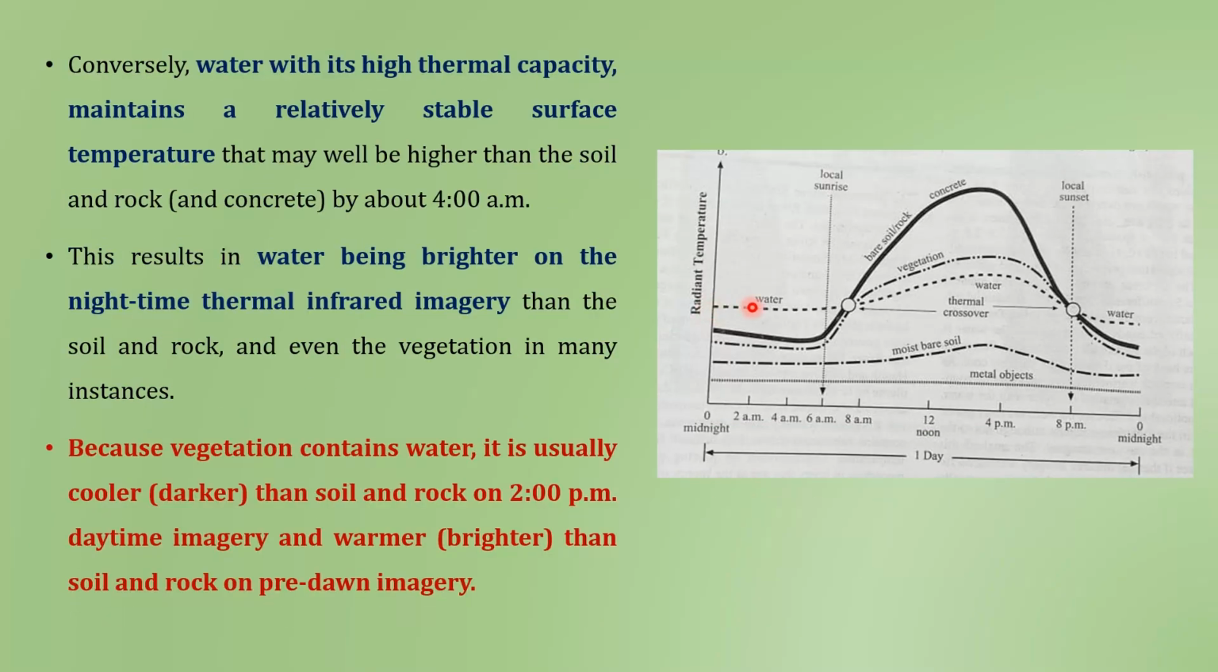As water maintains a relatively stable surface temperature throughout 24 hours, in the daytime imagery it will be colder, or will appear darker, in comparison to the bare soil, rock, concrete, or vegetation. But in the nighttime imagery, water will appear brighter in comparison to other features. As vegetation contains water, it is usually cooler and appears darker than soil and rock on the 2 p.m. daytime imagery, and warmer and brighter than soil and rock on the pre-dawn imagery.